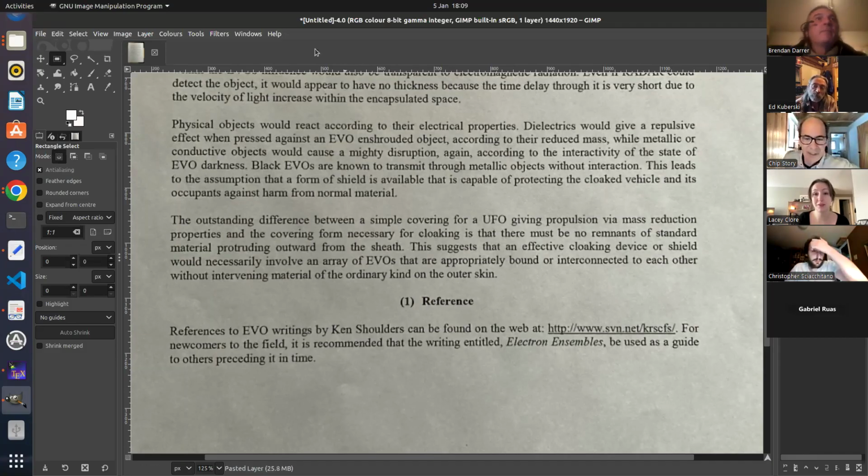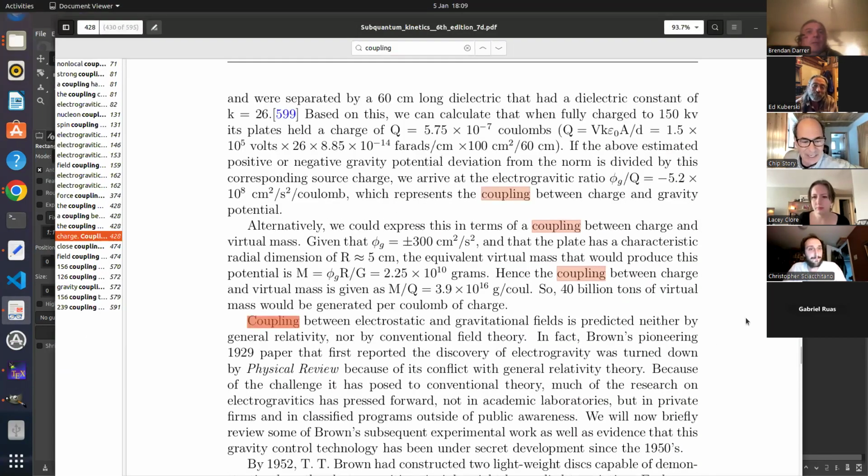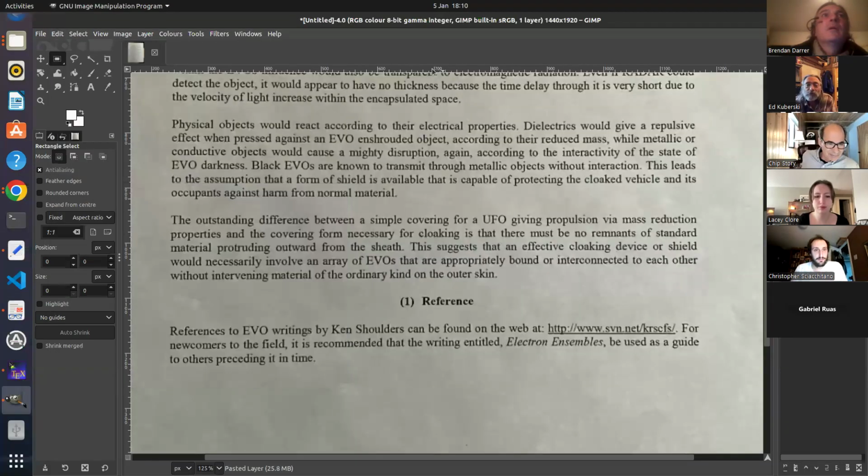Very cool. The 40 billion tons is an interesting number. It's obviously huge. But let's not forget, we can also come up with a negative 40 billion tons in terms of mass cancellation. Unbelievable.